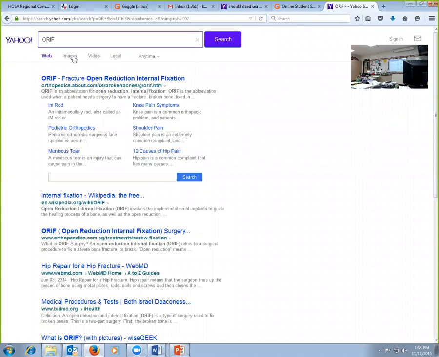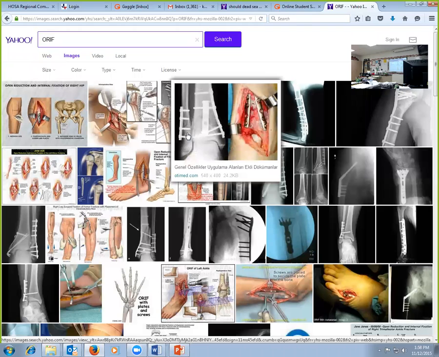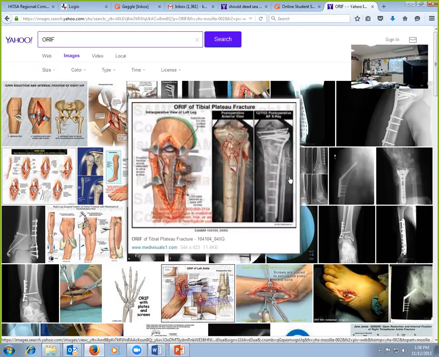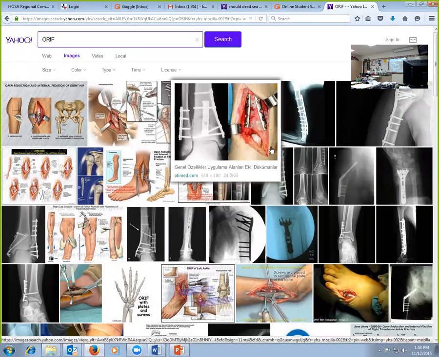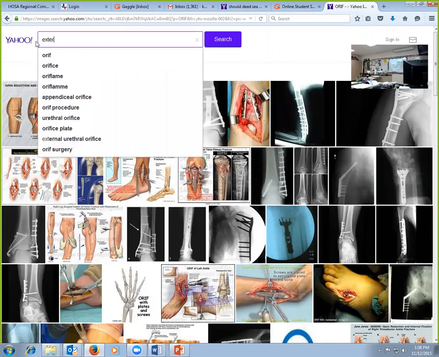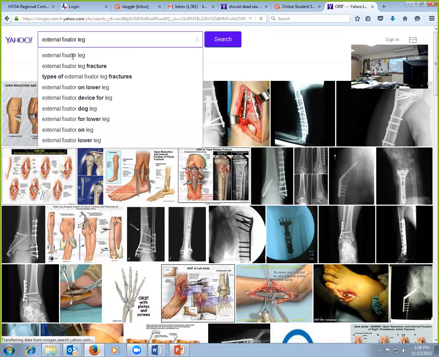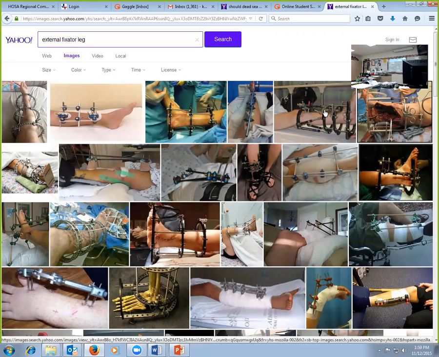Open reduction. Yeah, some of these are really kind of gross, but I'll show you. Open reduction internal fixator is where they use screws or plates on the inside. Okay, so this is kind of gross, but you see them using some there. An external, let's do external. Here's some examples of external ones.